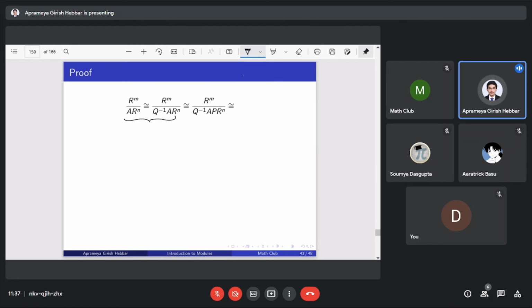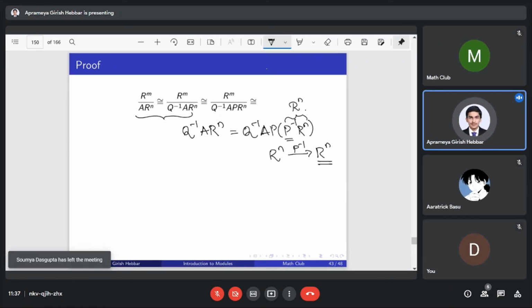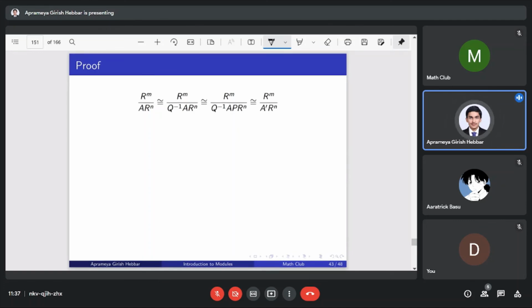Now you would write Q inverse ARⁿ as Q inverse AP times P inverse Rⁿ. And since P is an invertible matrix, it would be surjective. So P inverse Rⁿ is nothing but Rⁿ, since P inverse is a map from Rⁿ to Rⁿ, and because it is invertible, the image would be the whole of Rⁿ. So you can write this isomorphism as well. Good. So this gives us R^m over A′Rⁿ.